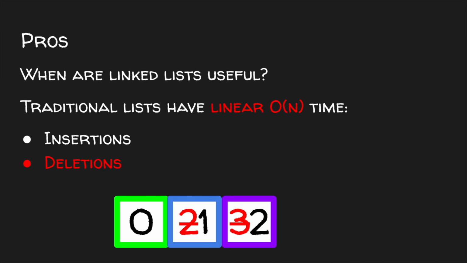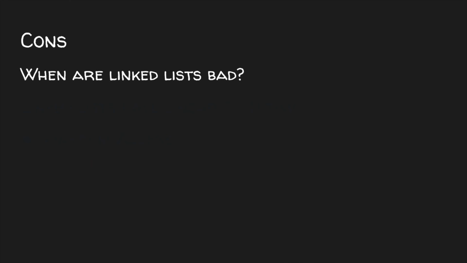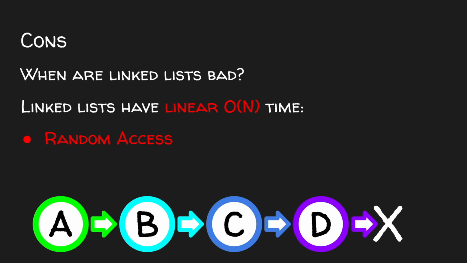So, does that mean linked lists are always better? Well, not necessarily. Let's look at another example to see why. Linked lists have linear, or O of n, time random access. This is because, in order to visit a random node in a linked list, we must traverse the list until we get to the element that we want. For example, to access the last node in this linked list, D, we have to traverse the entire linked list through A, B, and C before we finally get to D.